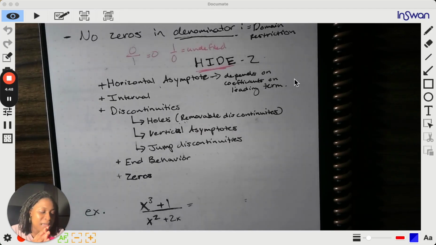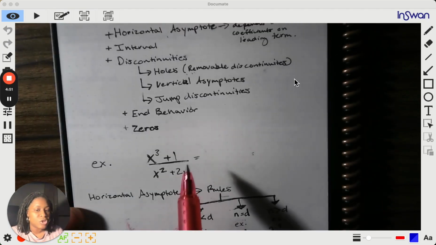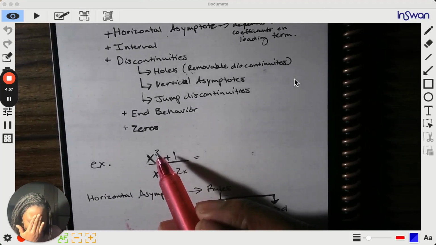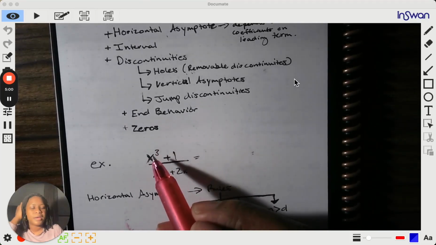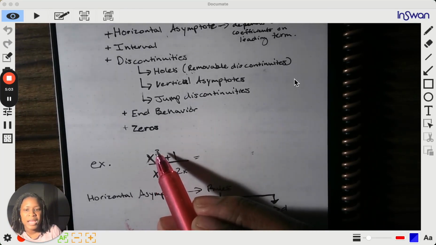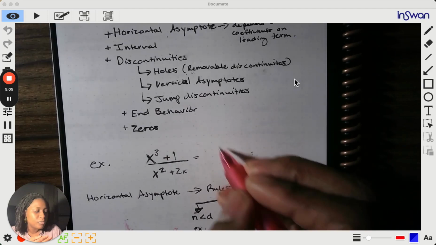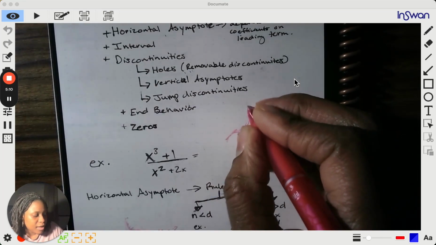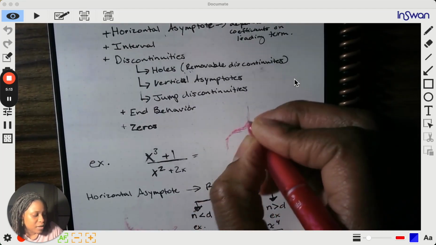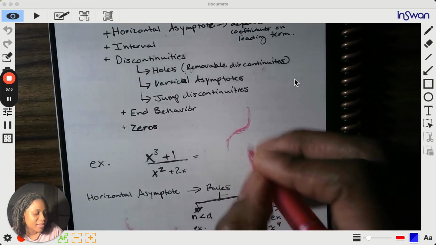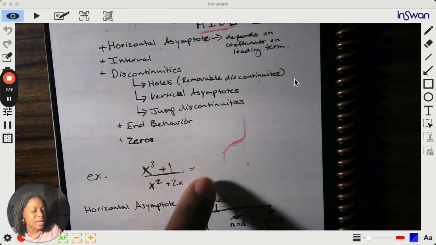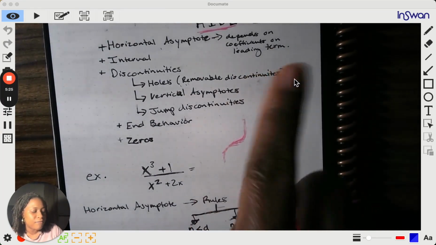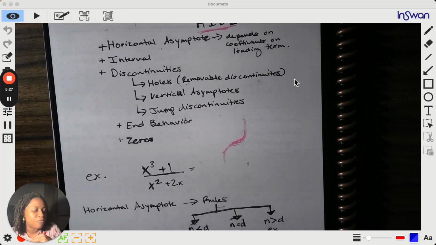Then we have end behavior. The end behavior is going to be determined by the, not multiplicity, goodness gracious, degree of your leading term right here. This is odd, so the end behavior is going to be that of an odd function, something where you have a graph with one side going up and the other side going down. That's an odd behavior graph. And my end behavior will be based upon that, where one side will be going towards a positive y infinity, the other side will be going towards a negative y infinity.